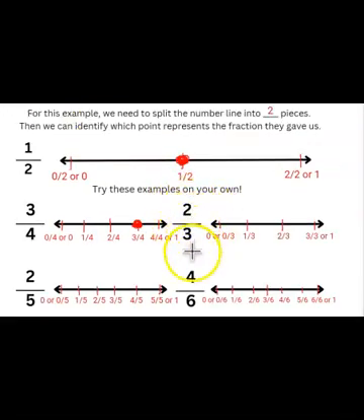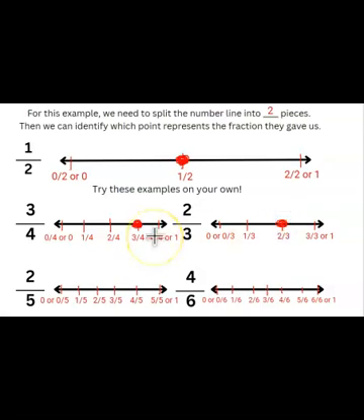Our next example says 2/3. So I split my number line into 3 specific sections, starting at 0, or 0/3, 1/3, 2/3, all the way to 3/3, or 1 whole. Since the fraction they gave us is 2/3, I'm going to place the point for my fraction right here at 2/3.